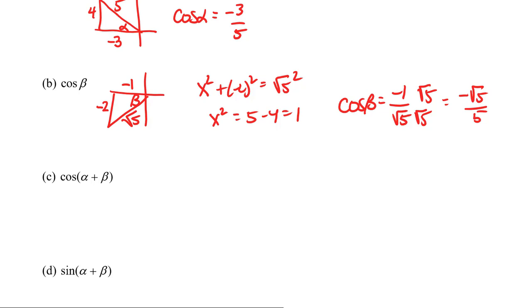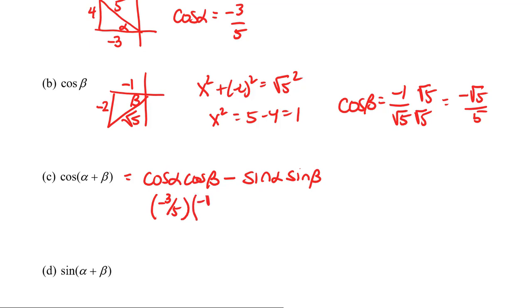So I'm just going to expand the formula. The formula says that this is going to be cosine alpha, cosine beta, minus sine alpha, sine beta. And I have all of these values accessible to me. So the cosine of alpha I calculated as negative 3/5. The cosine of beta is negative square root of 5 over 5, minus the sine of alpha was given, that was 4/5, and the sine of beta was given as negative 2 over the square root of 5.